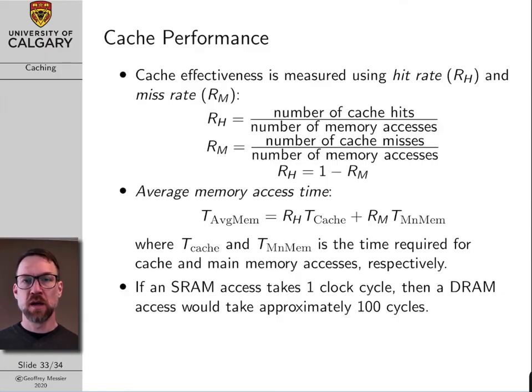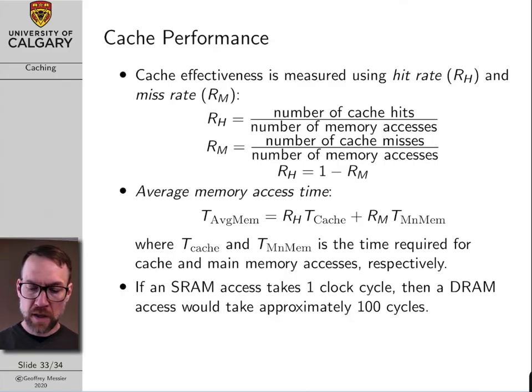Like when we go to fetch a value from memory and we find it in the cache, we can do a quick SRAM memory access rather than having to go all the way out to slower DRAM main memory to get the value that we're interested in. And so one of the metrics we use is hit rate and miss rate, and the definitions are very straightforward.